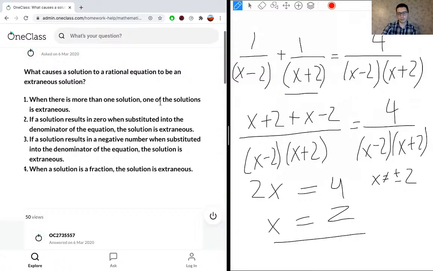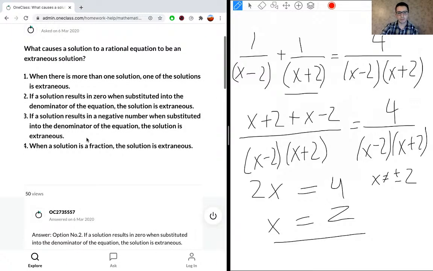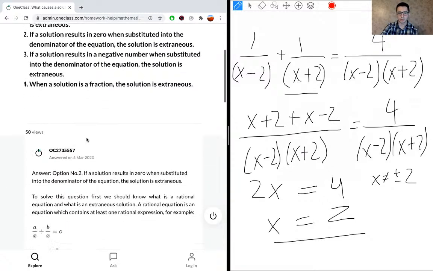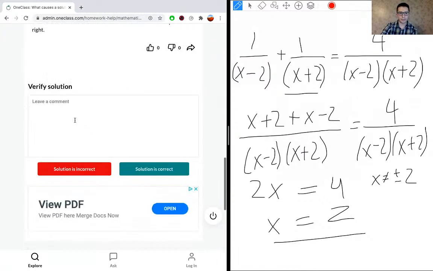So to look at the other options, when there is more than one solution, one of the solutions is extraneous. That's incorrect, because there are some scenarios where we have multiple solutions. If a solution results in a negative number when substituted into the denominator of the equation, the solution is extraneous. That's incorrect, because we can have negative number solutions. When a solution is a fraction, the solution is extraneous. That's also incorrect, because we can have fractions as solutions. So option 2 is correct. So correct option selected, great job.